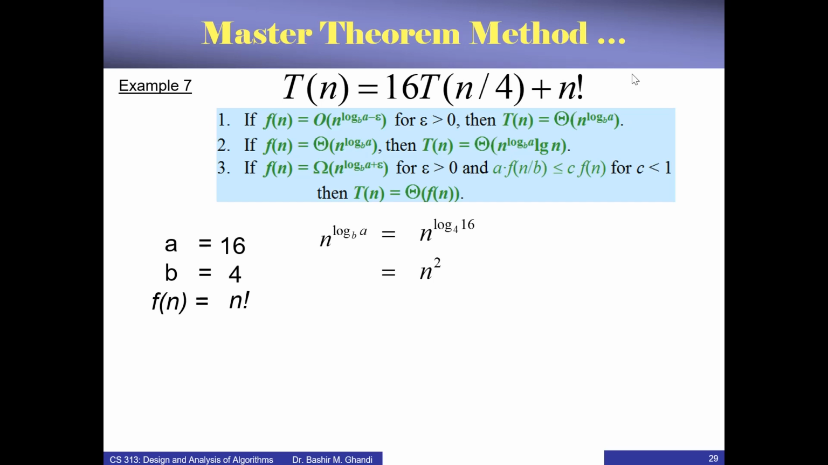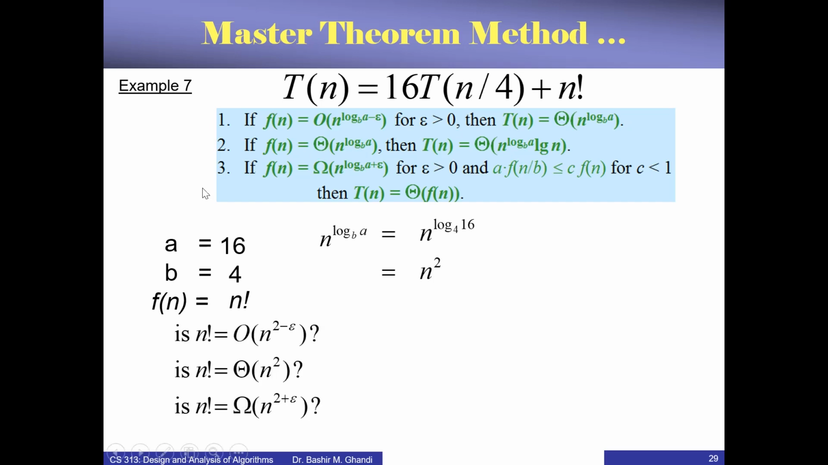So now the question, which of the three cases is it? Can we say n factorial is big O of n squared minus some small value? Or is it going to be theta of n squared? Or is it going to be omega of n squared plus some epsilon? It is definitely the latter one. This is case 3. And the n factorial, if you remember, is n times n minus 1 times n minus 2. So it's almost like saying n to power n. Okay, so it is definitely bigger than just n squared plus some positive constant epsilon.